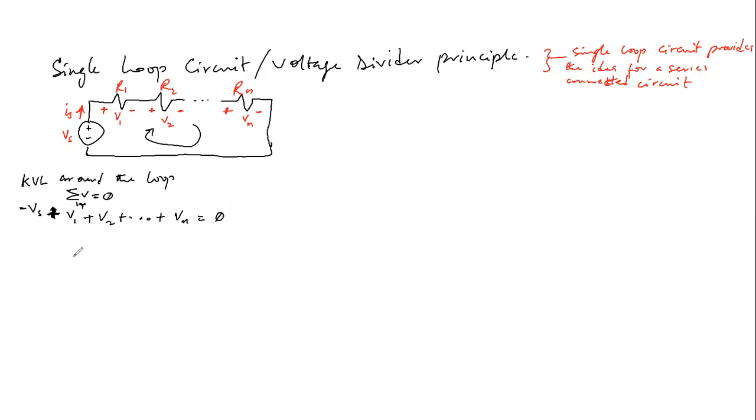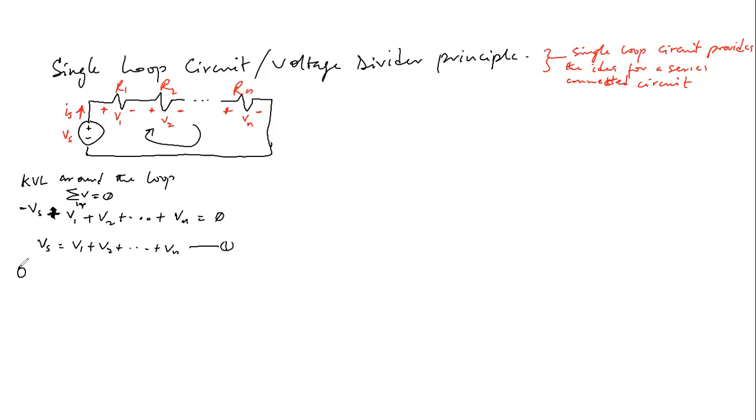Now if we move Vs, we'll say Vs is the same as V1 plus V2 all the way to Vn. So that's that. We have our first equation, 1.